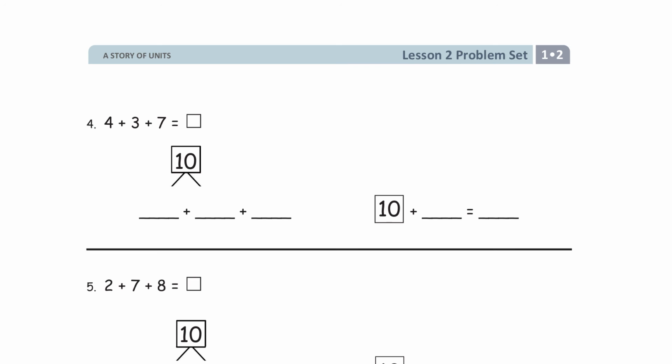Maybe you want to use circles and triangles like we did on the other one. That's fine. Then you want to make a group of 10, and then add 10 plus whatever numbers you have left on the outside of that group. And if you don't know what to do with that, go back to the last problem, rewind the video, and watch that last problem that we did again.